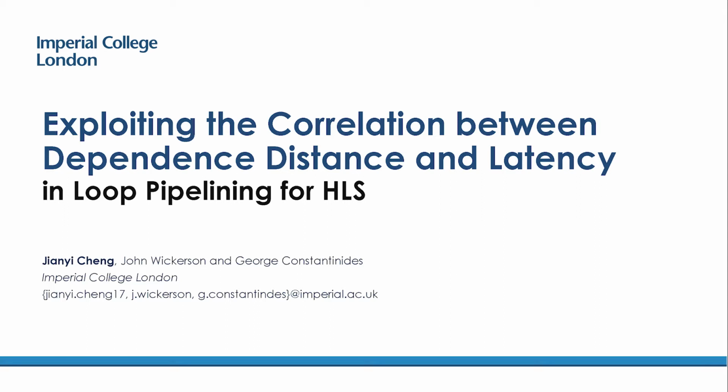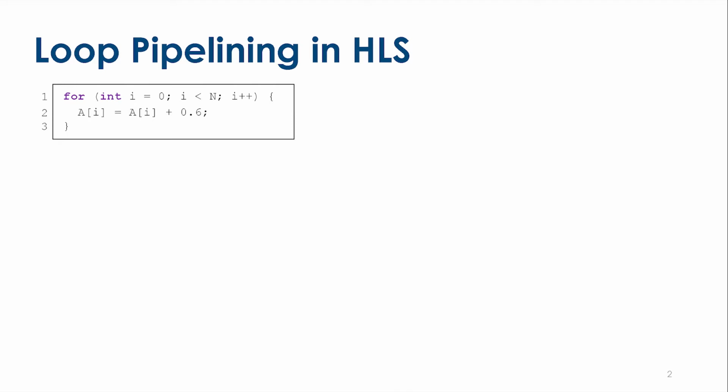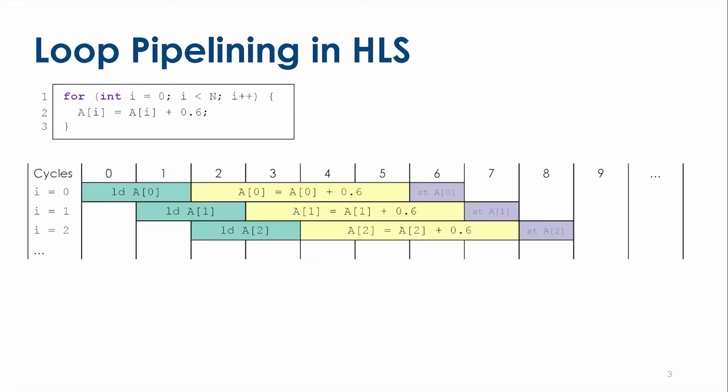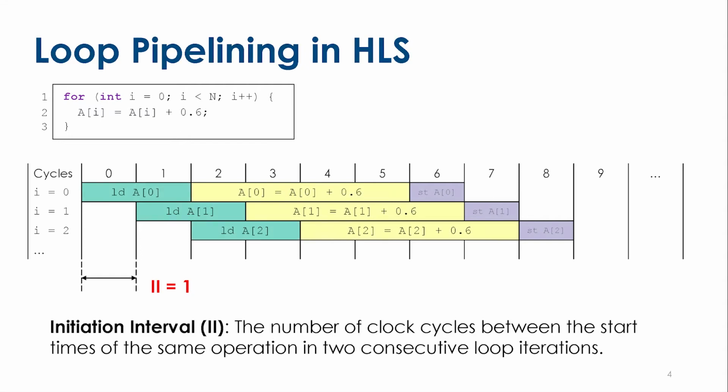To get started, let me briefly introduce loop pipelining in HLS. Like software pipelining, loop pipelining parallelizes loop iterations in hardware. The initiation interval, also known as II, is defined as the number of clock cycles between the start times of the same operation in two consecutive loop iterations. II is usually used to evaluate the performance of the loop. A smaller II results in a higher throughput. HLS tools like Vitis HLS automatically search for the minimum II for the best performance by default.